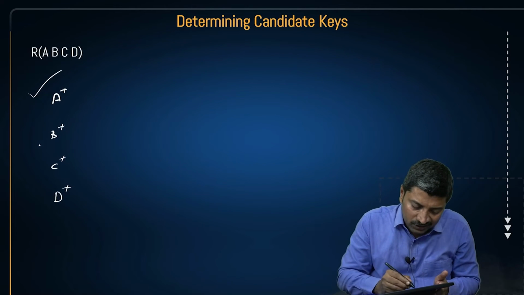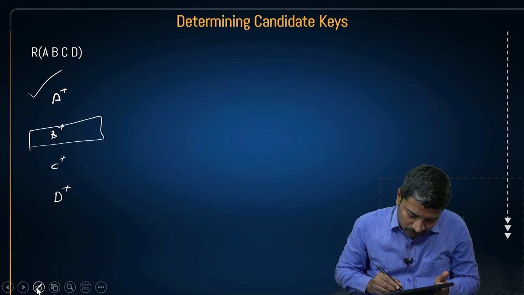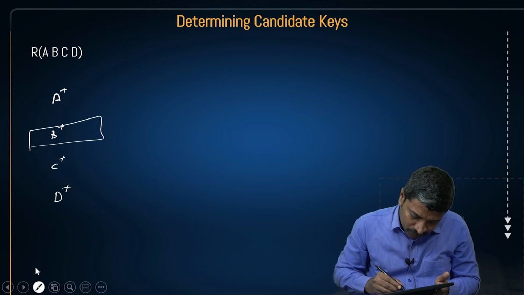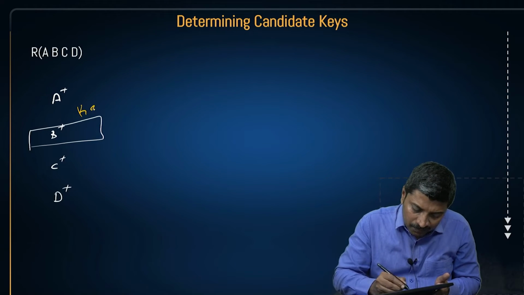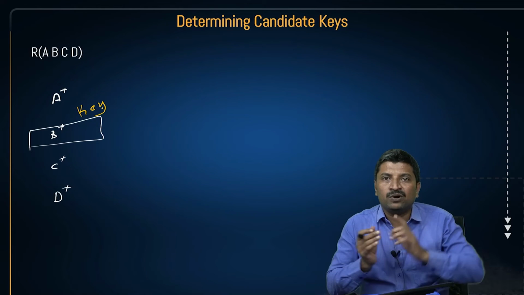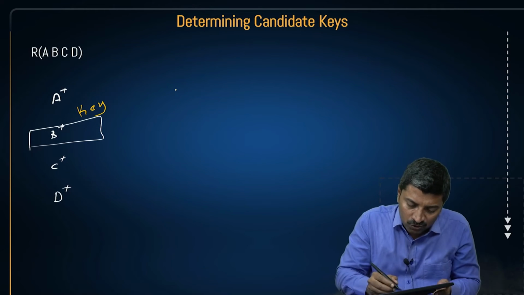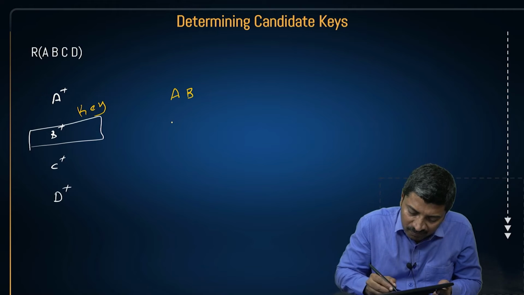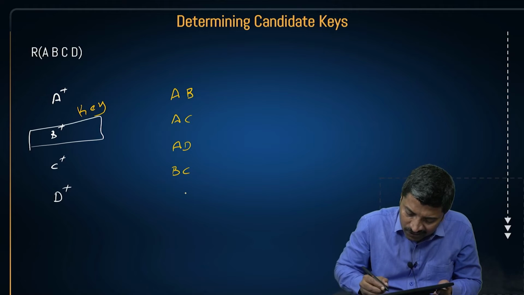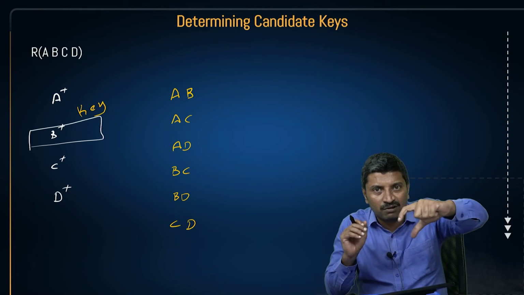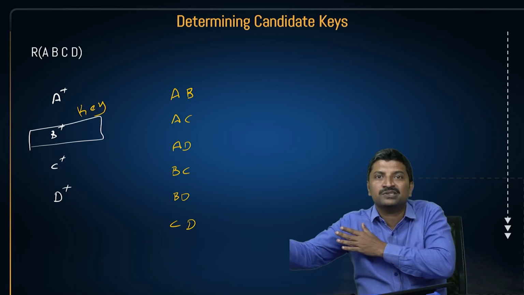Now let us suppose that in this example, I got B as my key. So among single attributes, I got one key. What about the set of attributes with two values? I can consider AB, AC, AD, and the other possibilities are BC, BD, CD. Is it clear? Now we need to find the closures of all these two set attributes, then three set attributes, then four set attributes.